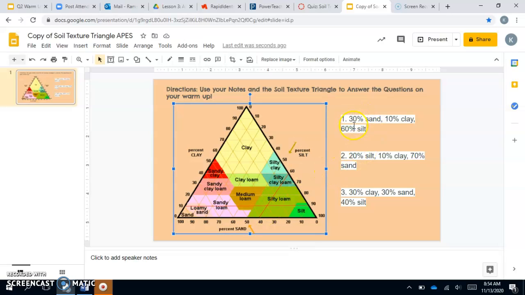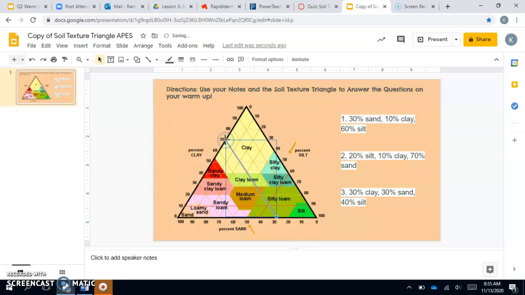So then our last one is sand. So I'm going to get another line. And sand is on the bottom, and you can see the direction that we're supposed to draw our sand line. So we are at 30% sand. And I'm going to draw up at an angle for 30%. And then I'm going to make this red as well so we can see it.